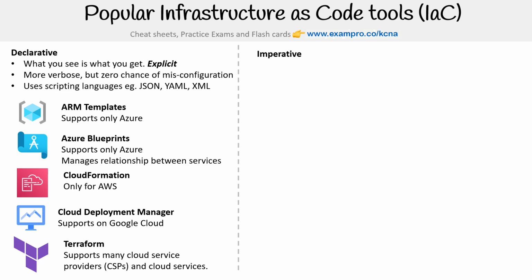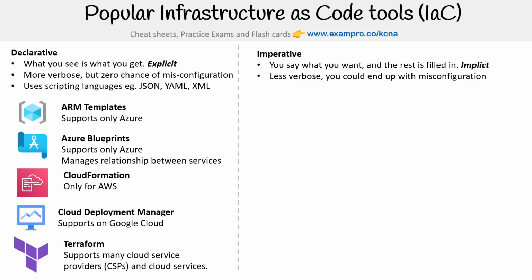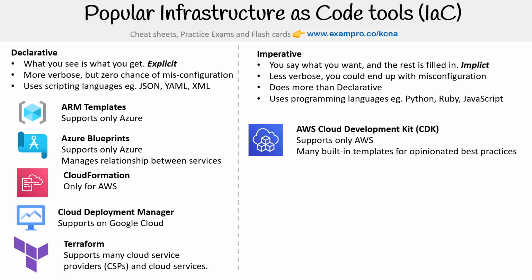On the imperative side, you say what you want and the rest is filled in, so it's implicit and less verbose. You could end up with misconfiguration. It does more than declarative because you're able to utilize full programming languages. That does come with additional complexity, but it can be worth it. So things like the AWS Cloud Development Kit, CDK, or Pulumi are two options there.